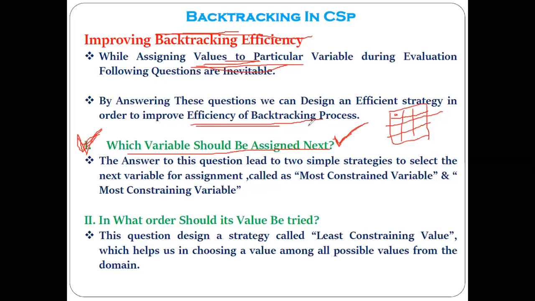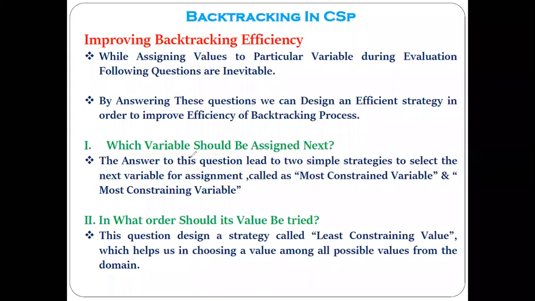Yes, sir. Which variable should we choose next so that the number of backtracks can be reduced? Based on this question, there are two techniques available, which we are going to discuss in the next lecture. The first technique is the most constrained variable, and the second technique is the most constraining variable. Just keep this in mind. Tomorrow we will discuss it.